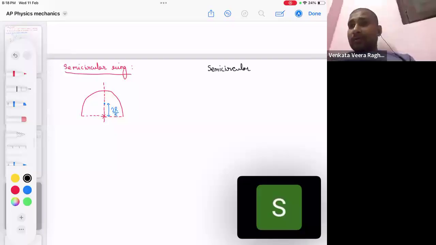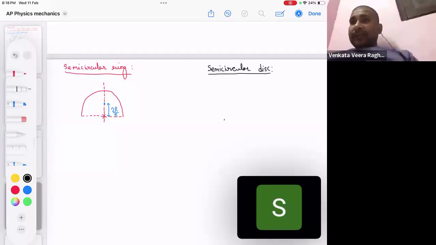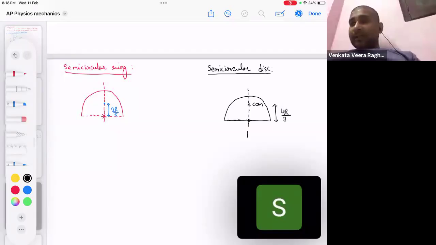Okay, so for a semicircular disc, where will the center of mass come? For a semicircular disc, it will come at 4r by 3 pi. Again, from where are we measuring? From the center. Where will the center of mass be? The center of mass is going to be 4r by 3 pi.